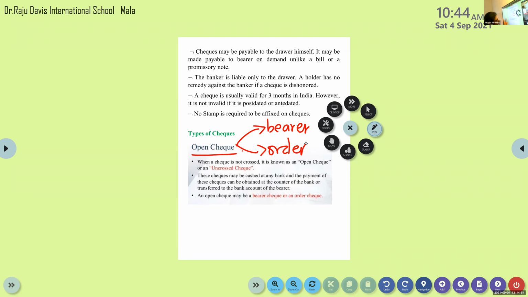You can find two terms, open check and crossed check, in your textbook. When you open the textbook, types of checks, you can find two words, open check and crossed check. I'll come to crossed check. First, let me tell you about the open check. So understand, bearer check and order check, both are open check. Now, what is this open check?